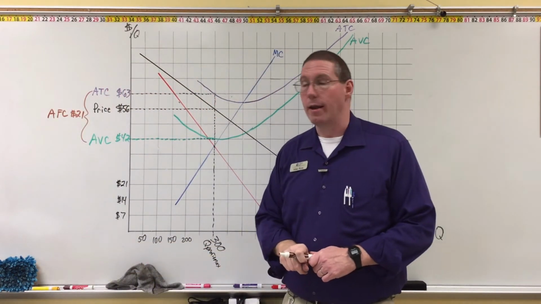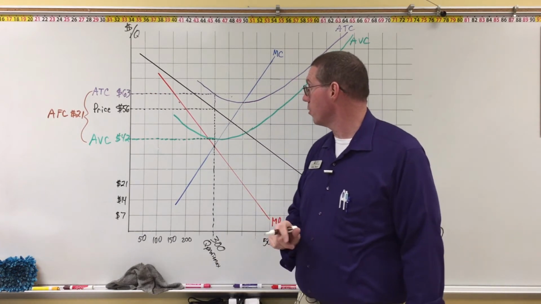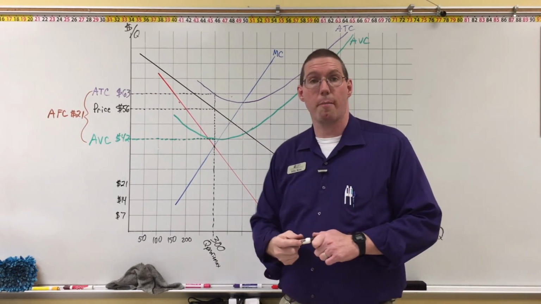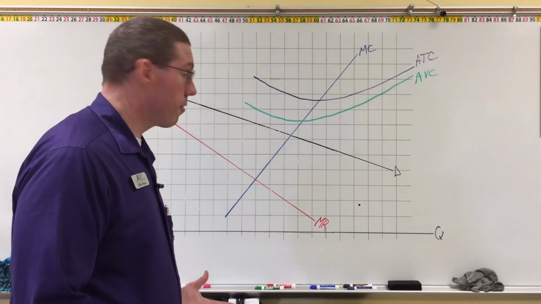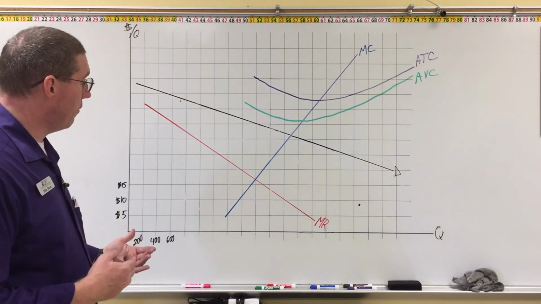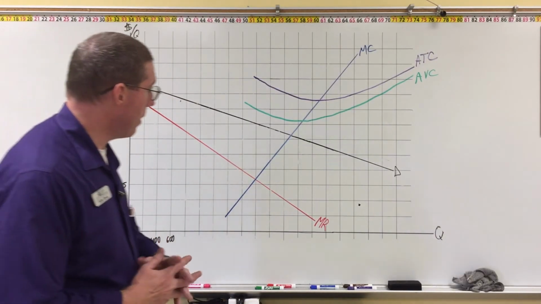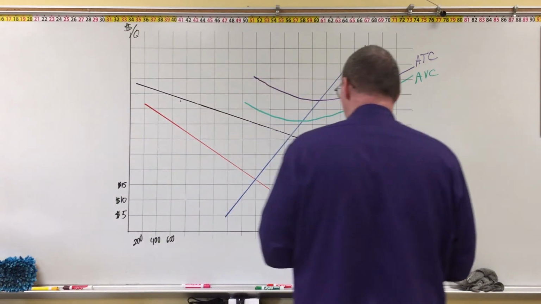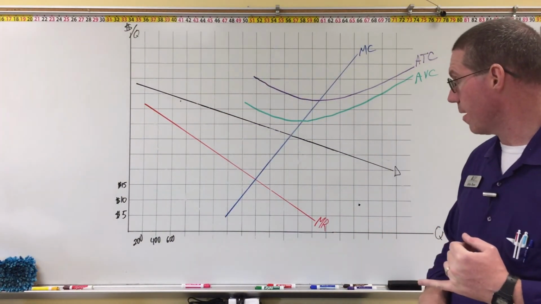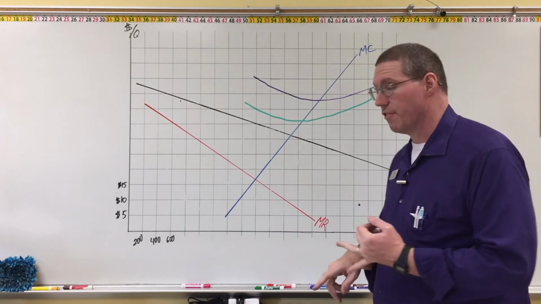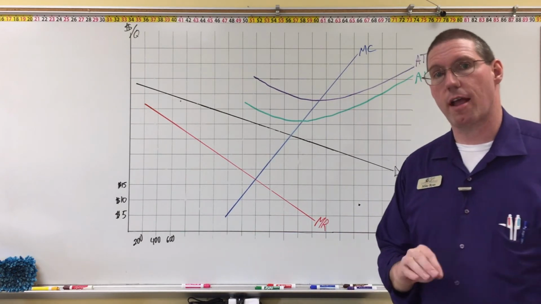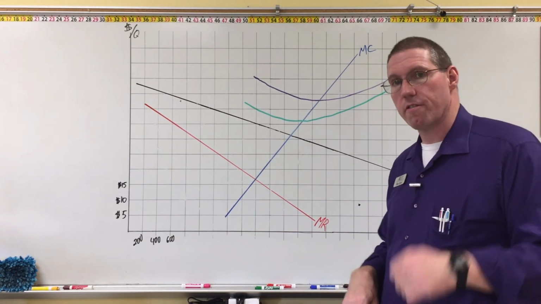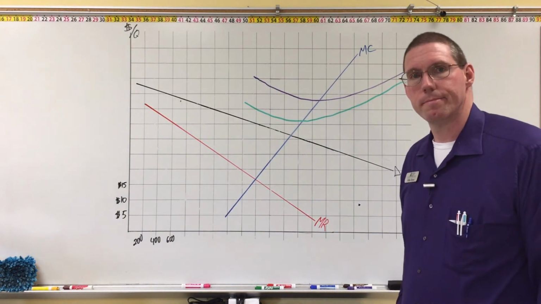Okay? All right, let's just do maybe two more examples of these. All right, so here's another example. I want you to identify the profit maximizing quantity, identify the price at the profit maximizing quantity, identify the average variable cost, average total cost, and the average fixed cost at the profit maximizing quantity. Pause the video and go.